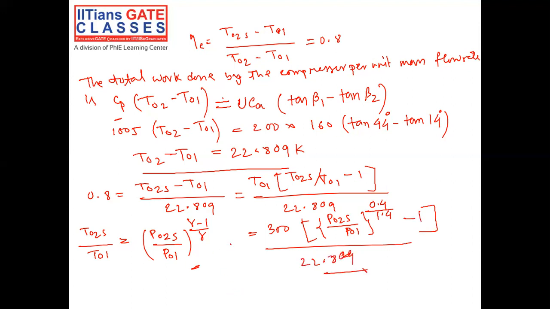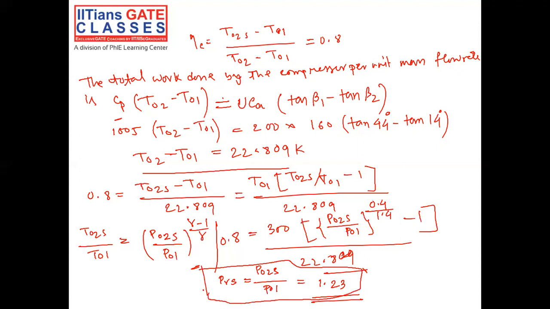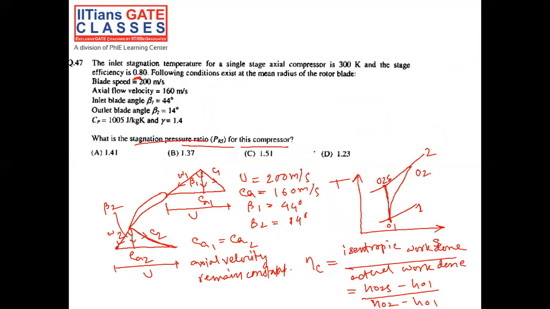Now if we just calculate this, solve this equation, we'll get the stagnation pressure ratio across the compressor, PRS, which is PO2s by PO1. So this will come something around 1.23. So this is the answer, the stagnation pressure ratio across the compressor. This is the correct answer, 1.23.